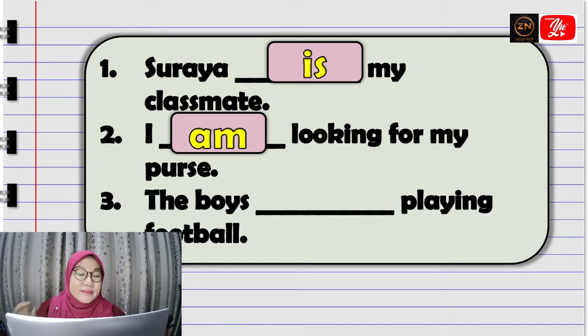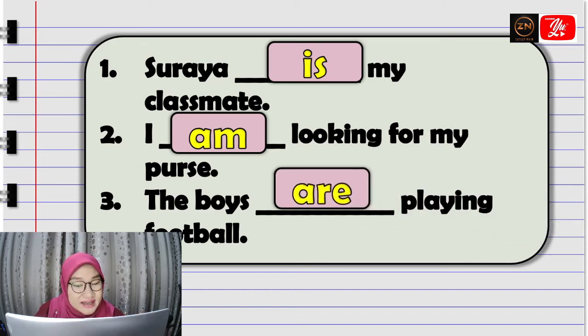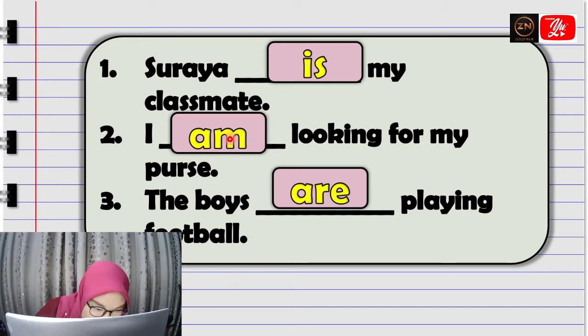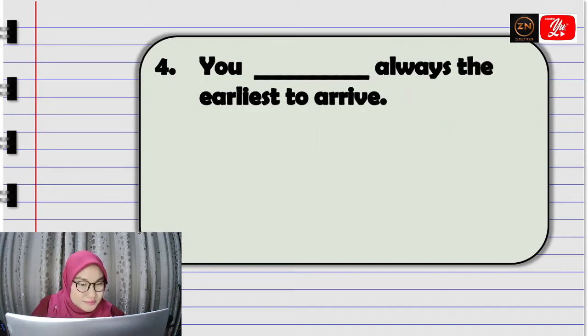Next one. Number 3. The boys blank playing football. What do you think is a verb to be that we have to use here? If you say "are", then you are absolutely right. But why do we choose "are"? Because we have a plural subject over here, which is the boys. You see, there's a letter S at the end, so it means a lot of boys, more than one.